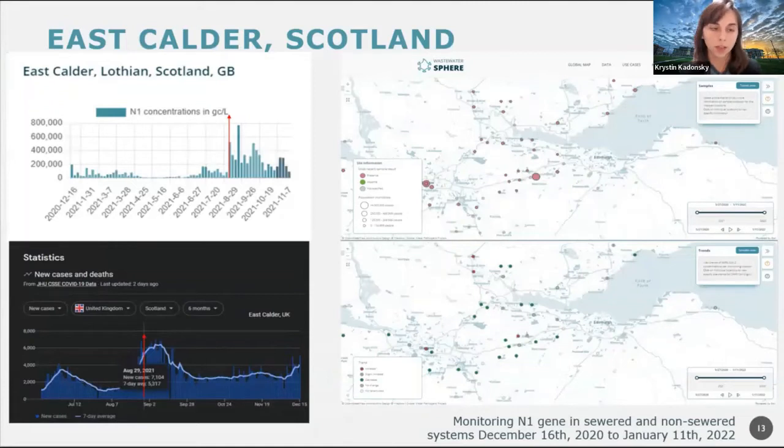And then additionally, the Scottish school system typically begins in the 2nd or 3rd week of August, which translates to the timing of the spike in SARS-CoV-2 concentration levels within the community, as indicated by the red arrows.